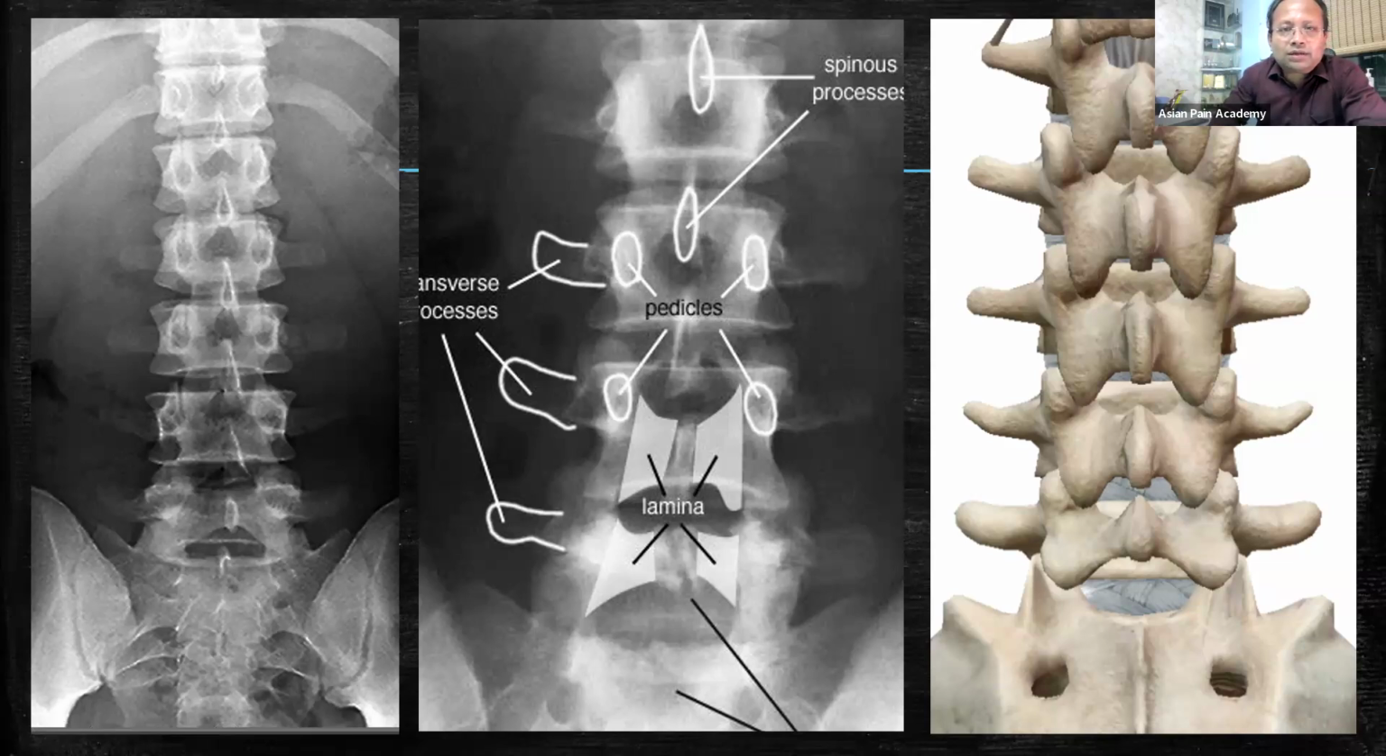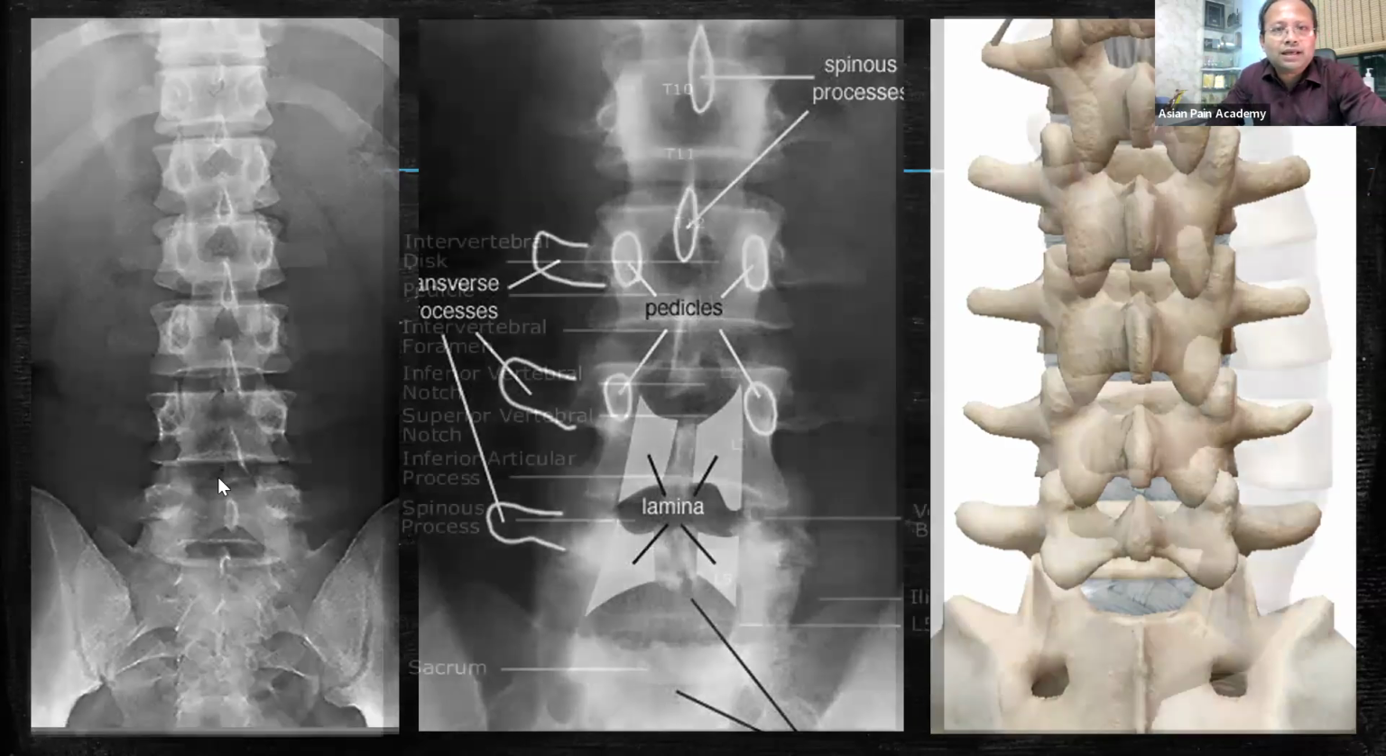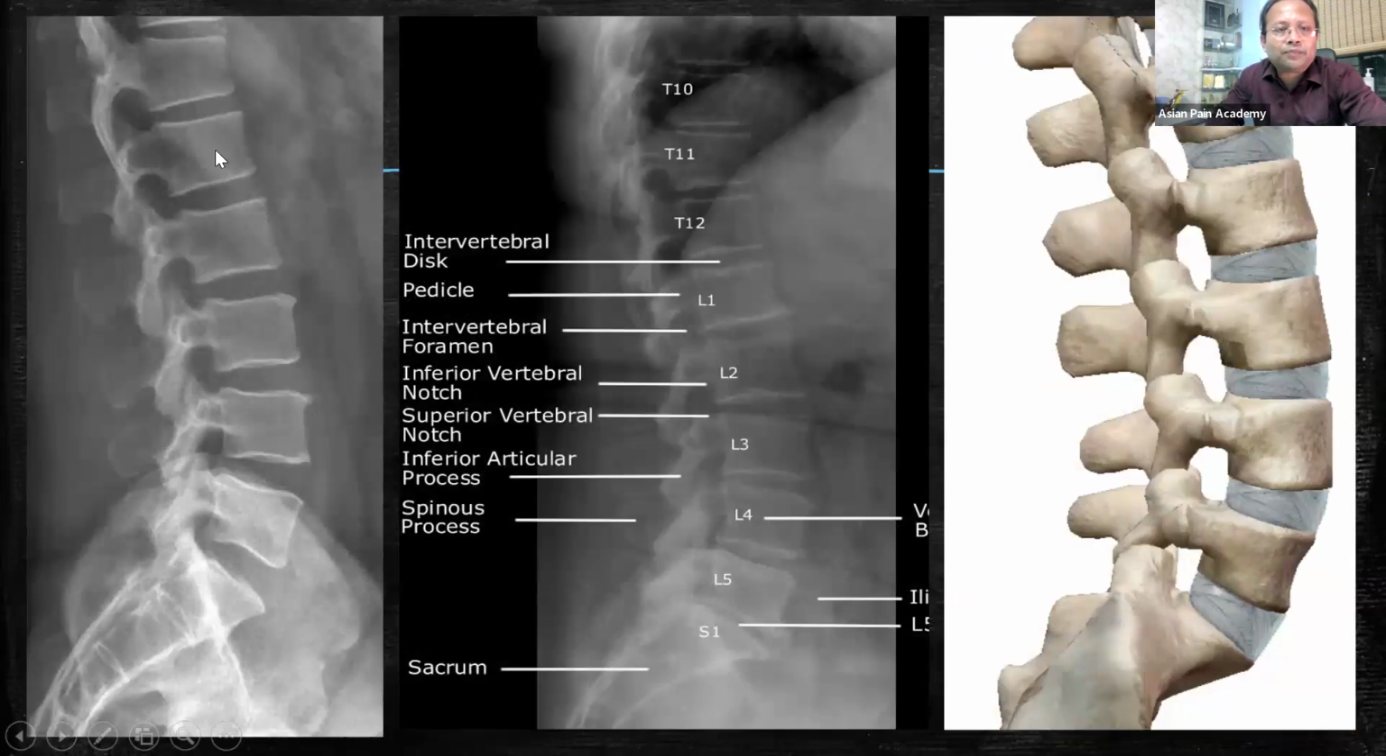So you can see that these are the pedicles. These are the pedicles in X-rays. And these in the middle are the spinous processes. Of course, between the pedicle and spinous process, this is the lamina. And these are the transverse processes. So you can understand that while seeing the X-ray in this AP view, at least you can understand which structure you are seeing. Then we will see the lateral view.